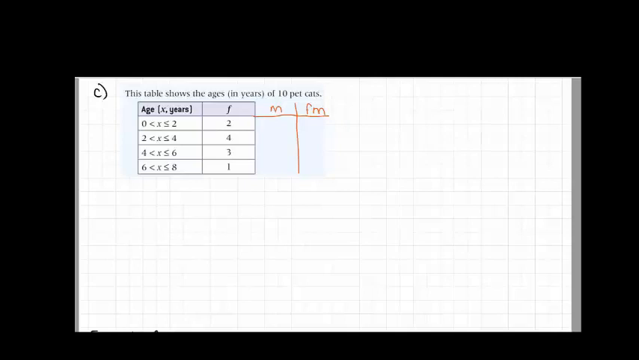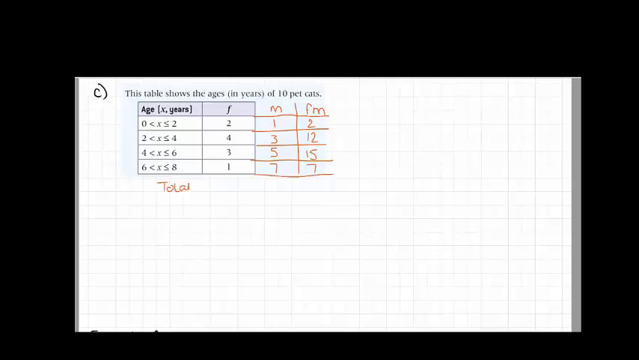Now the M value is the midpoint of our group's data. So the first one's between 0 and 2, so the midpoint of 0 and 2 is 1. The next one, we want the midpoint of 2 and 4, which would be 3. The midpoint of 4 and 6, which is 5. And the midpoint of 6 and 8, which is 7. Then the F times M, just the same as we did before. We're going to times those two numbers. So we're going to have 2 times 1, which is 2. 4 times 3 is 12. 3 times 5 is 15, and 7 times 1 is 7.